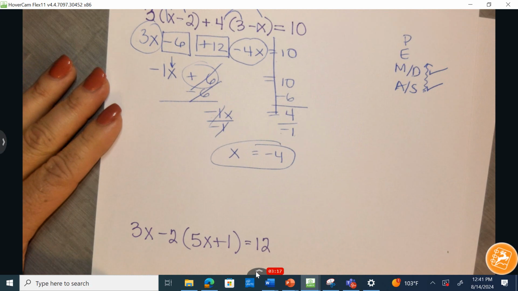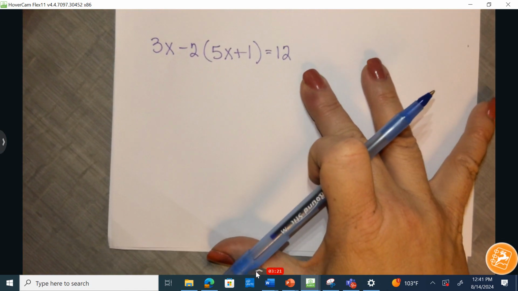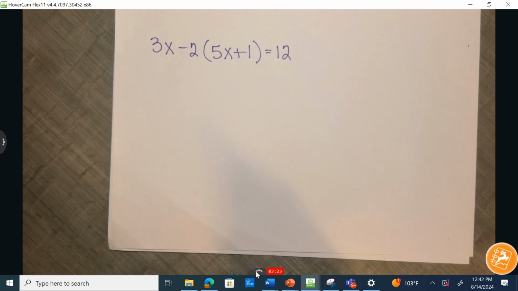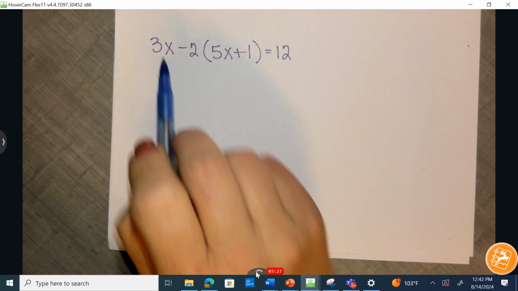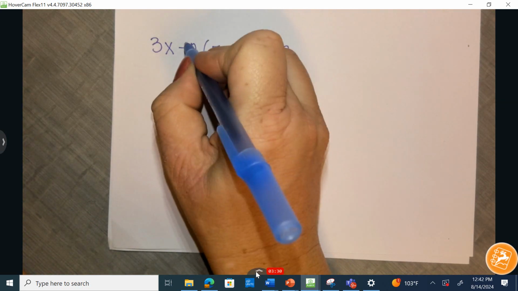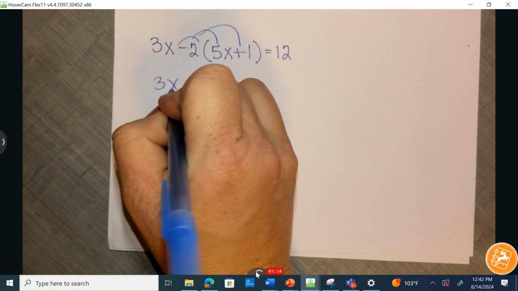All right, back to our notes. Please write down this second example. Just like the previous one, I'm going to start by distributing the number that is in front of the parenthesis sign. Now here's where it's kind of confusing. Not only am I going to distribute a 2, it's a negative 2. So the 3x remains out front.